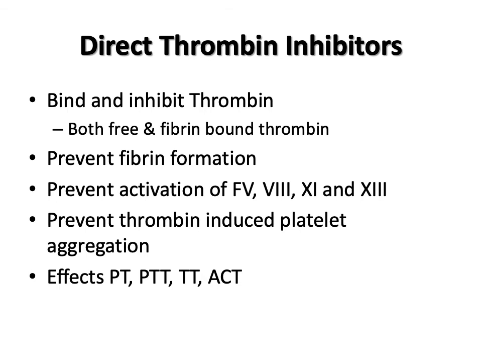Direct thrombin inhibitors bind and inhibit both free and fibrin-bound thrombin, which of course prevents fibrin formation. Additionally, they prevent activation of factors 5, 8, 11, and 13, as well as preventing thrombin-induced platelet aggregation. Direct thrombin inhibitors will affect the following coagulation tests: the PT, the PTT, the thrombin time, and the ACT. Generally, the PTT is used as the monitoring test.